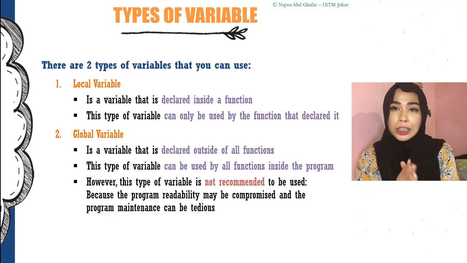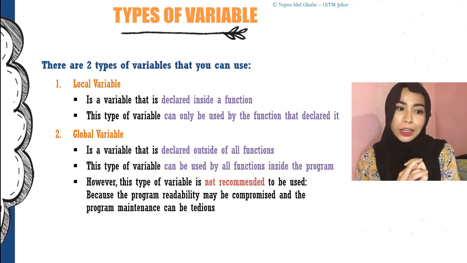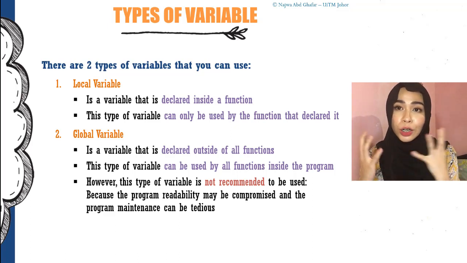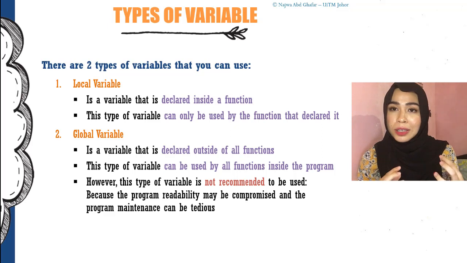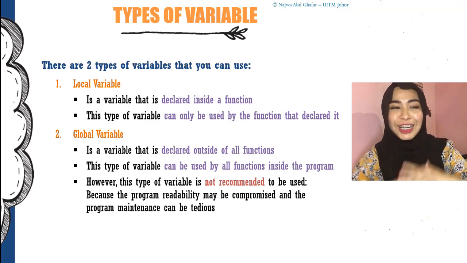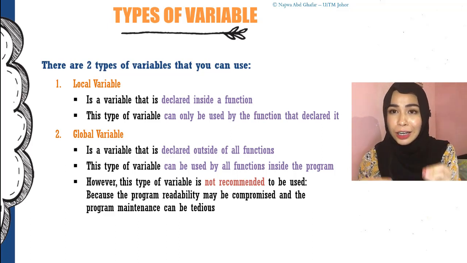There are actually two types of variable which we can use: a local variable and a global variable. Just from its name, we can know the difference. A local variable is a variable that we declare inside a function. Again, I repeat, a local variable is declared inside a function.